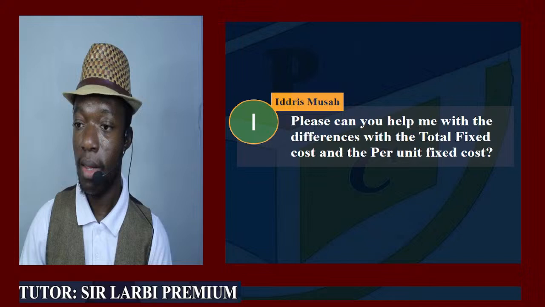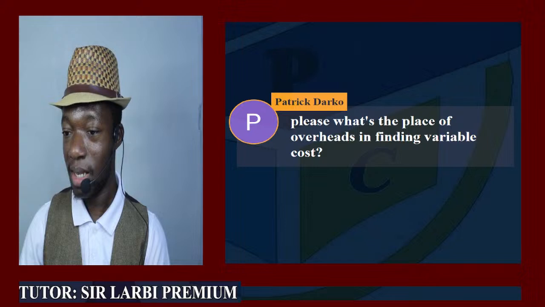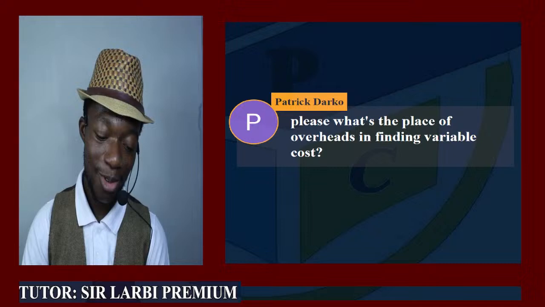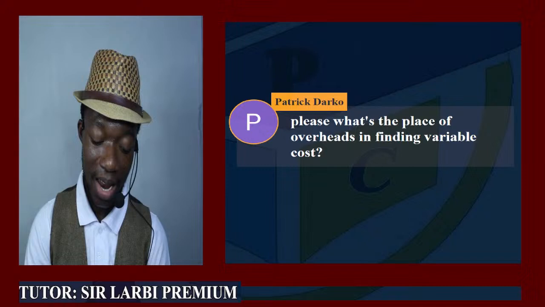And then we have another one here. Patrick is saying, please, what is the place of overheads in variable cost? Yeah, that's why I said that when it comes to variable cost, we are interested in material, labor, and then expense. I didn't say direct.